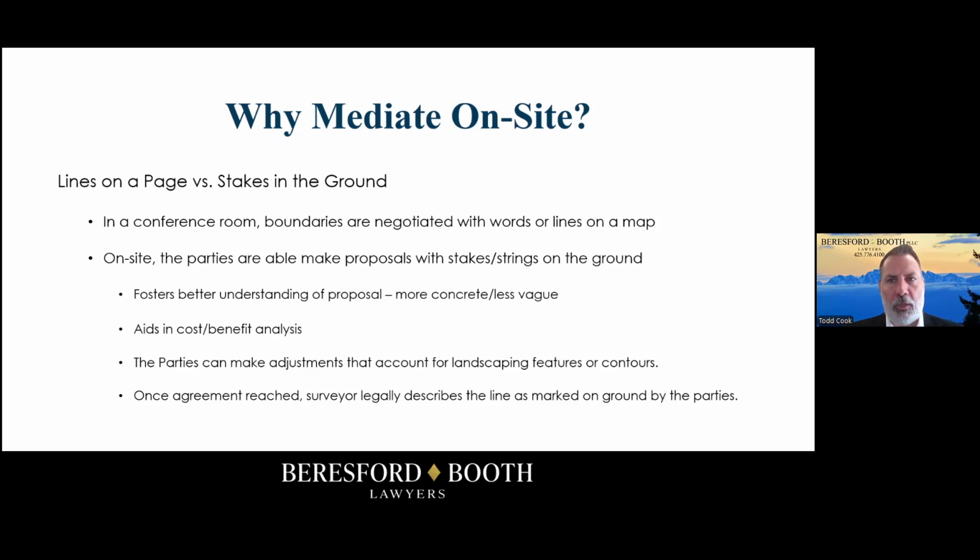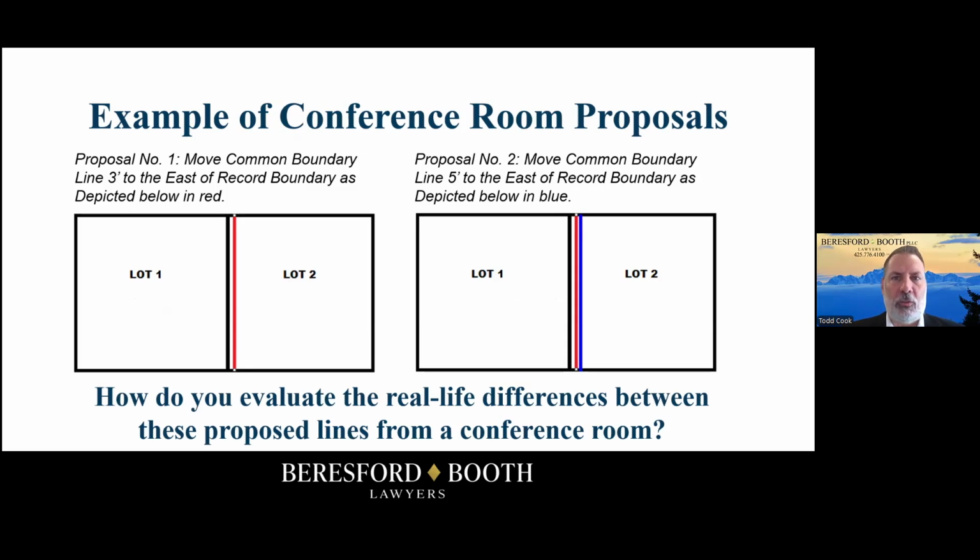So I want to give some examples of what this would look like, just so you can really see the difference. The first example is an example of a conference room proposal, what it might look like. Here we have, and this is just rudimentary, something I drew for this example, a survey map, or maybe it's the plat map, that shows the two properties, lot 1 and lot 2, and they're adjoining. And party 1 makes a proposal to move the common boundary line 3 feet to the east of the record boundary, as depicted in a red line.